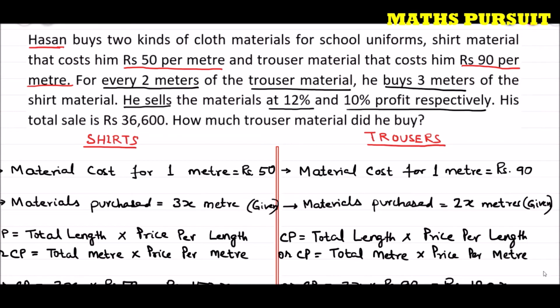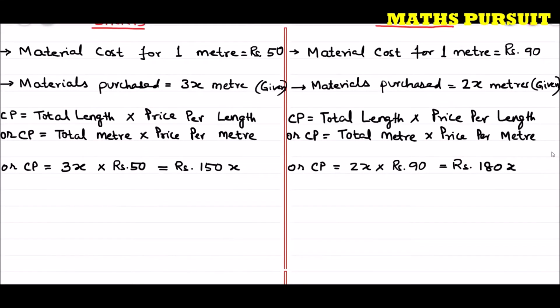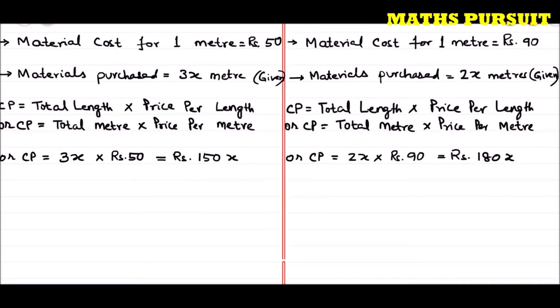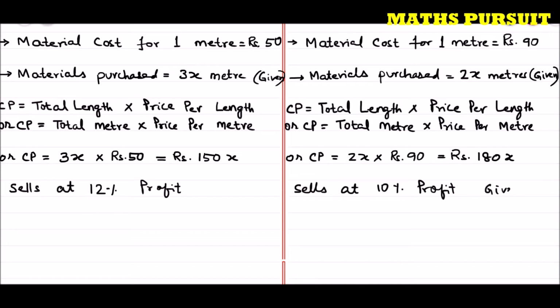Now let us also put down these things in our solution so that we can calculate the things properly. The question is telling us that Hassan sells shirt material at 12% profit. Similarly, I can write sells at 10% profit. This is also being given in the question. So whatever is given in the question, I am noting it down and then doing the next calculations. So sells at 12% profit.